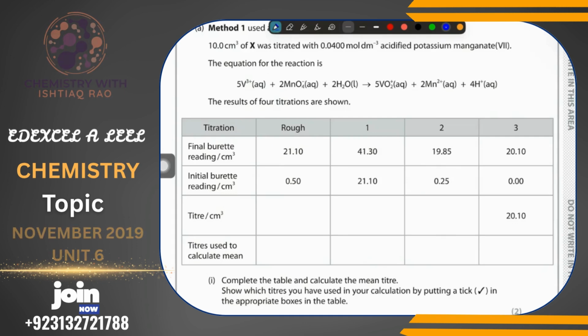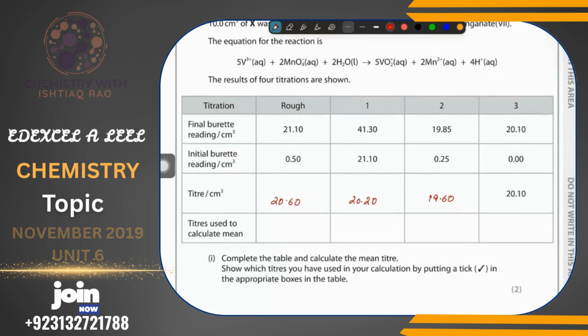This is easy, I think, right? Yeah, we just have to put the values in. The titer is 21.1 minus 0.5, which is 20.60. The next is 20.20. The next is 19.6. For the titers used to calculate the mean, we have to see the concordant readings, in which there is a little difference. That's 20.1 and 20.2.